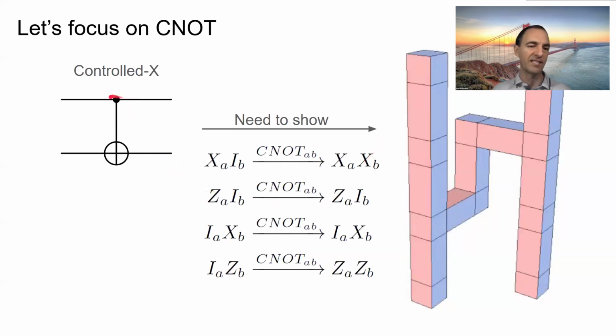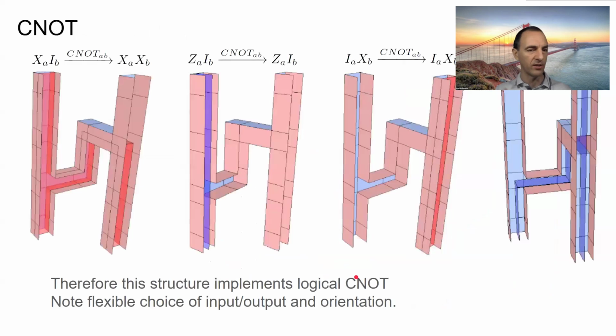Let's try to build a structure that realizes a controlled NOT gate. We need to show these four relationships. X on the control goes to both, Z on the control goes straight through, X on the target goes straight through, Z on the target goes to both. Let's show that. So here is X on the control, and you can trace it through the structure. You can see that it hits a blue node. I've peeled off the blue face so you can see the red correlation surface inside, but you can see how it must stick to all the red walls and must go in all directions, whereas here we have a choice and we can go down.